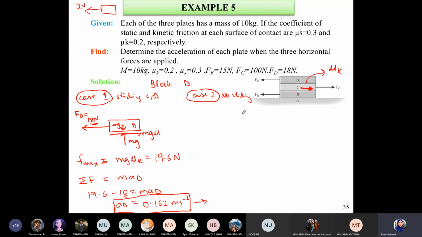What does no sliding mean? No sliding means the acceleration of D must be the same as ACD, right?